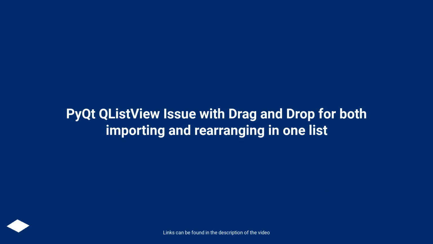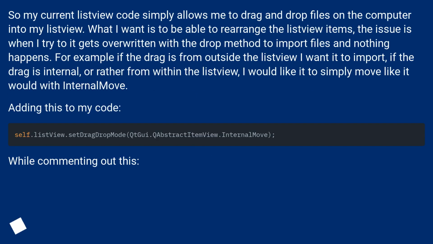PyQt QListView issue with drag and drop for both importing and rearranging in one list. So my current listview code simply allows me to drag and drop files on the computer into my listview. What I want is to be able to rearrange the listview items. The issue is when I try to, it gets overwritten with the drop method to import files and nothing happens.